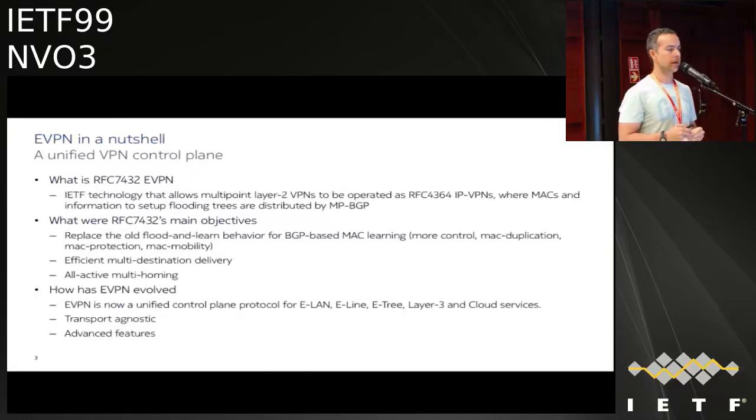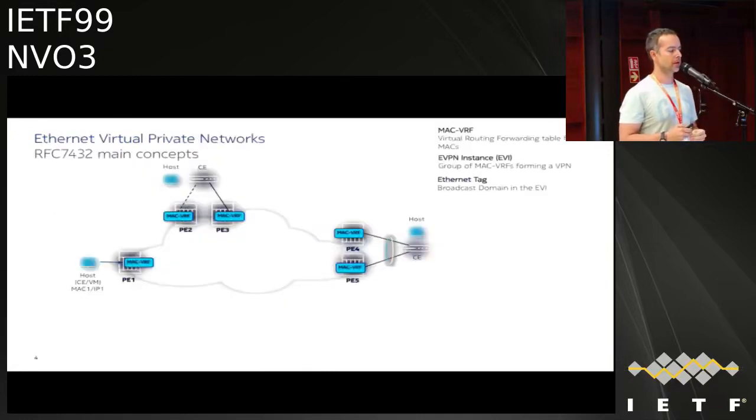So if you had to explain what EVPN 7432 is in just one slide, you could think about it like this. It's a VPN that you define in a bunch of PEs in the network. The instantiation of a VPN in a PE is called a MAC-VRF. A group of MAC-VRFs for the same VPN is an EVI, an EVPN instance. And then within an EVPN instance, you can have one or multiple broadcast domains. And each broadcast domain, if you have multiple, is identified by an Ethernet tag in the control plane.